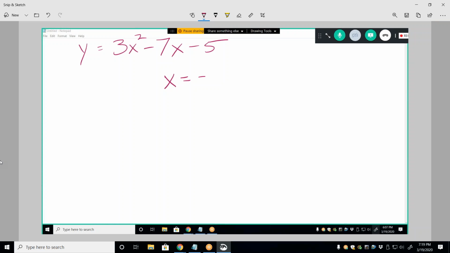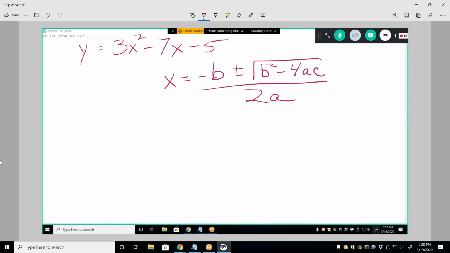Negative b plus or minus the square root of b squared minus 4ac, over 2a. All over 2a, yeah. They actually teach a song for this. I was never taught that song, but most of my students were taught a song.